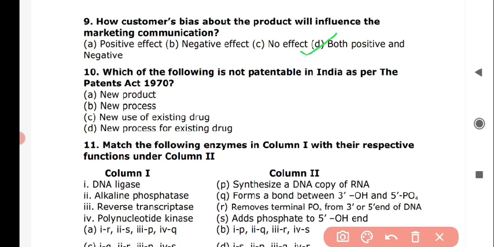Next question is, which of the following is not patentable in India as per the Patents Act 1970? And the correct answer is option C, new use of existing drug.